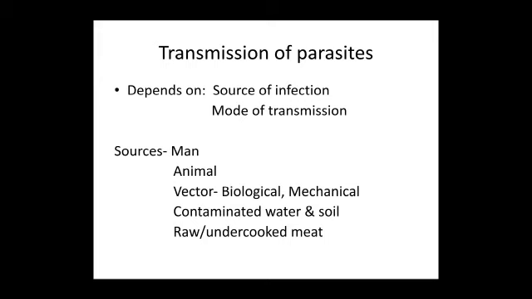Contaminated water and soil. Soil polluted with human excreta will contain a large number of eggs or larval forms of the parasite which can infect man. Examples are hookworm, Ascaris, Strongyloides, Trichuris. All these are through contaminated soil and water.